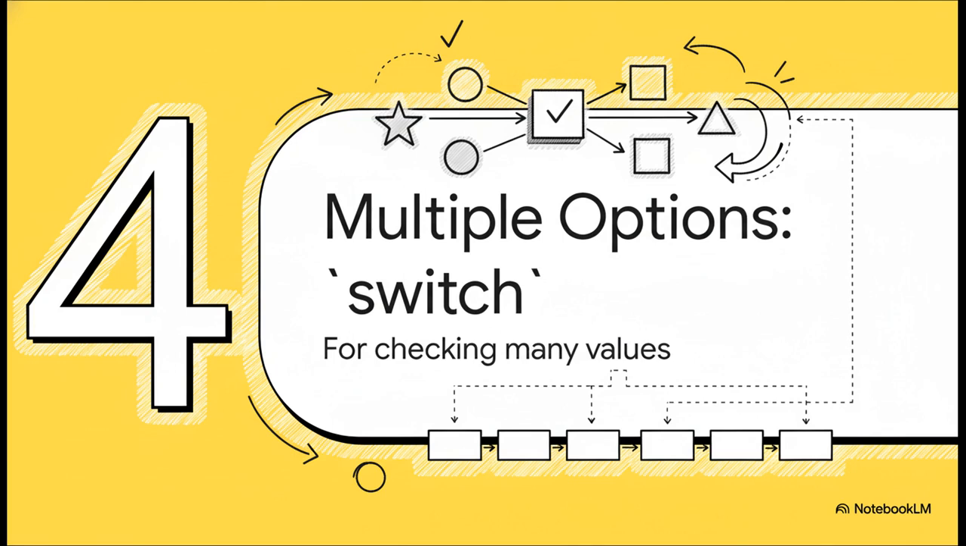Now, these chained if-else statements are super powerful, but when you find yourself checking one variable against a whole list of specific exact values, there's often a much cleaner tool for the job. And that tool is the switch statement.